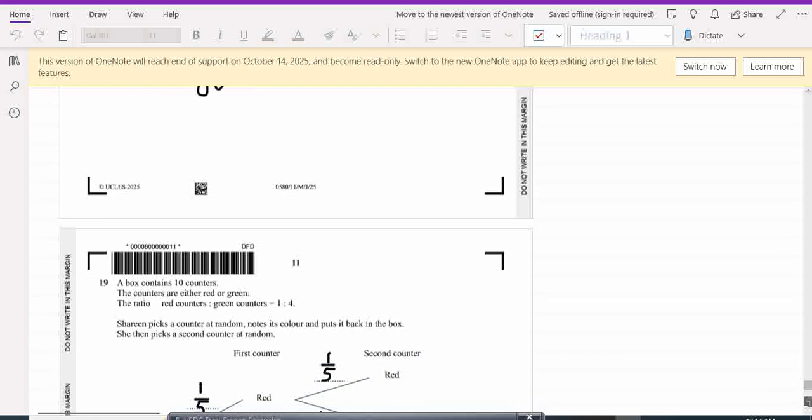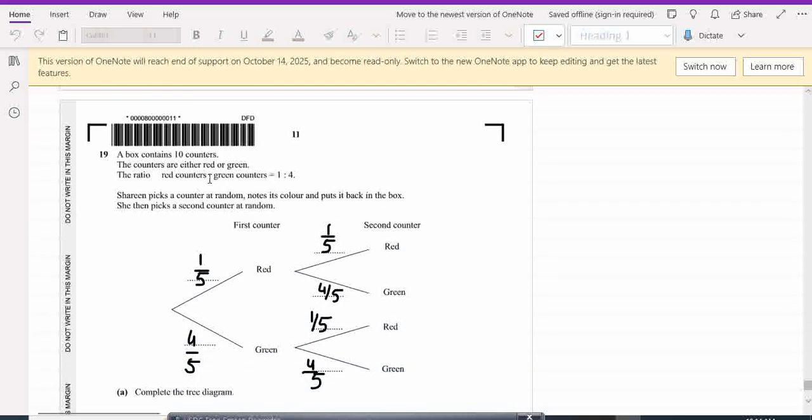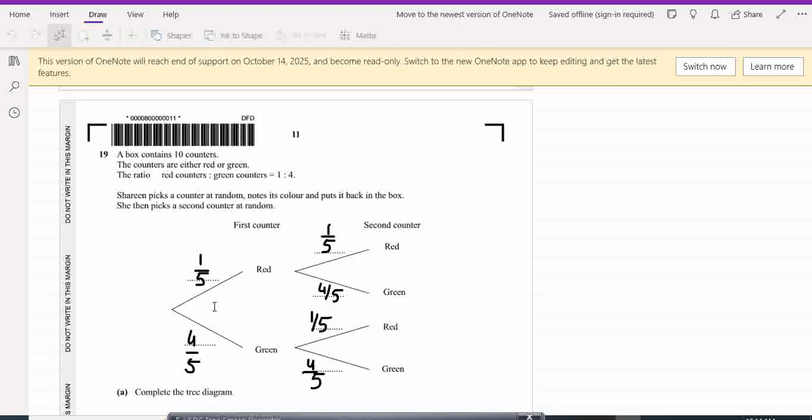Question number 19 of the paper. A box contains 10 counters. There are 10 counters in total, and the counters are either red or green. The ratio of the red and green counters is 1:4. Shireen picks a counter at random, notes its color and puts it back in the box.